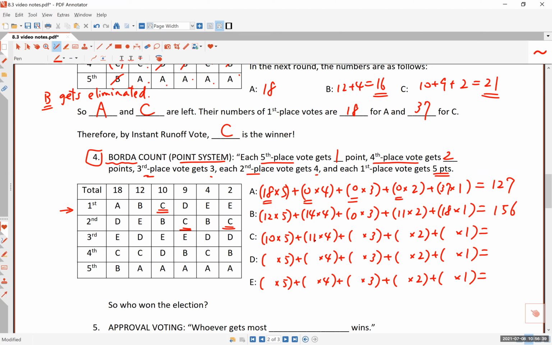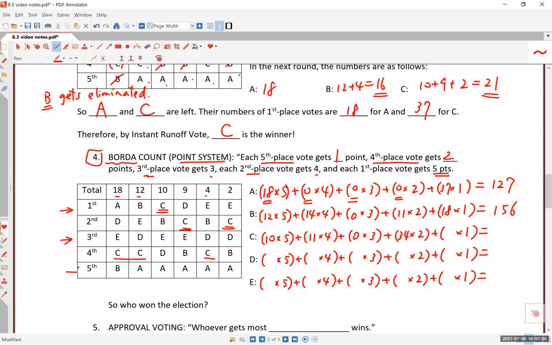And then C also appears, no, C does not appear at all in the third ranked position. C appears several times as the fourth ranked candidate. That's 18 plus 12 plus 4. That's 34. So 34 times 2.